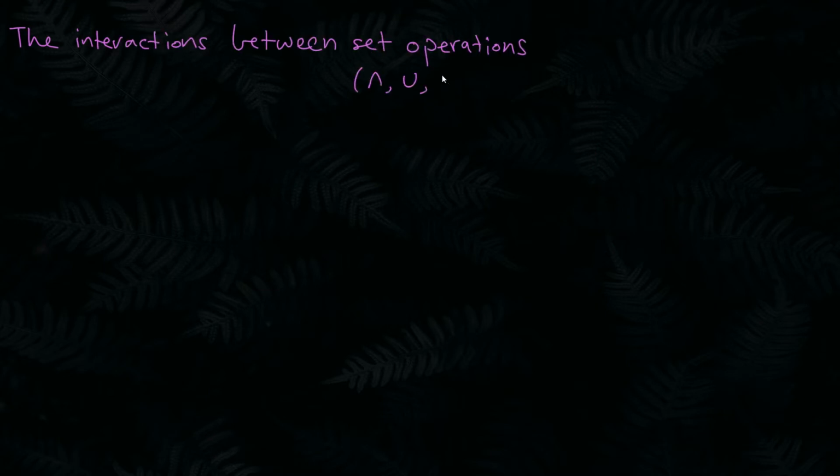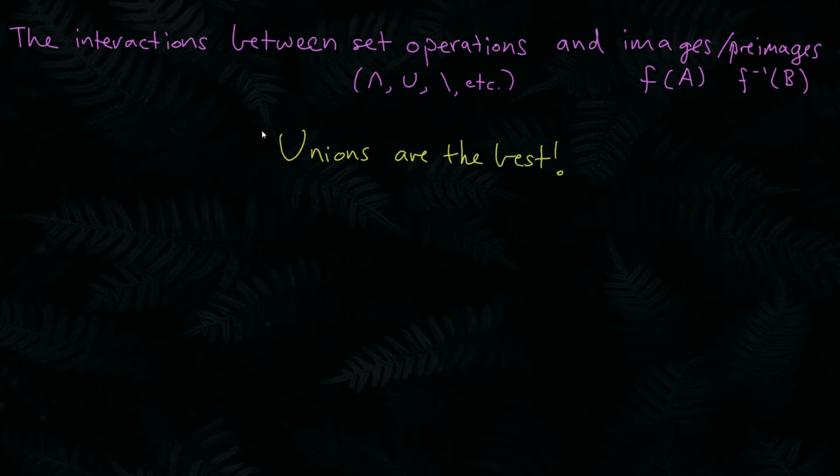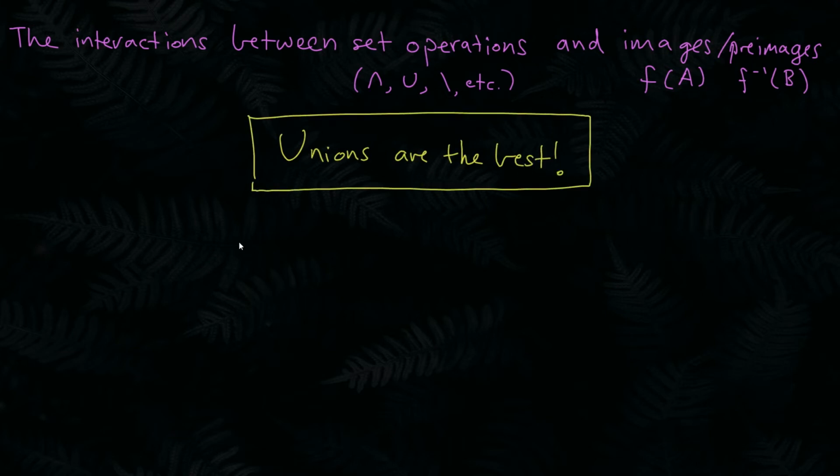So let's spend a moment trying to understand the interactions between set operations, like intersection, union, and set difference, and images and preimages. So it turns out that unions are the best. Now, I'm not necessarily saying unions are the best. Margaret Thatcher certainly doesn't think they're the best, but according to mathematics, they're quite simply the best. And the reason for that is basically that if we take any two subsets, call them A0 and A1, of the domain of any relation, and take the union of them, and then apply that relation to that union, the result will simply be the image of A0 union the image of A1.